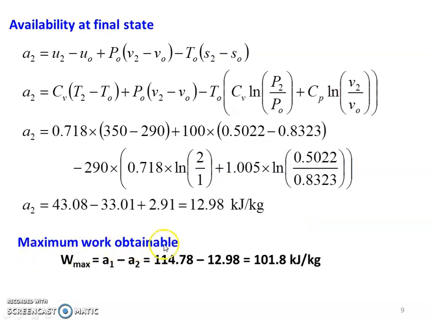So the maximum work obtainable equals A1 minus A2, the availability at the initial condition minus the availability at the final condition. This is 114.78 minus 12.98 equals 101.8 kilojoules per kilogram. So this is the answer to the problem. Calculate the availability for the initial state and for the final state separately, then we can calculate the maximum work obtainable. Using the same equations, we can solve such problems.